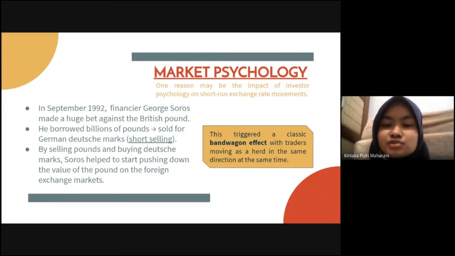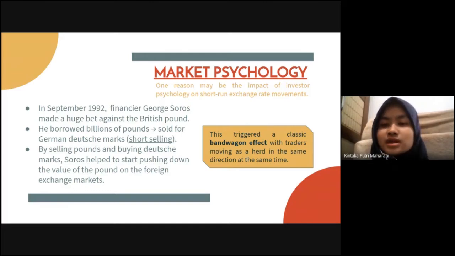And then this triggered a classic bandwagon effect, with traders moving as a herd in the same direction at the same time. As the bandwagon effect gained momentum, with more traders selling their British pounds and purchasing Deutschmarks in expectation of a decline in the pound, their expectation became a self-fulfilling prophecy.